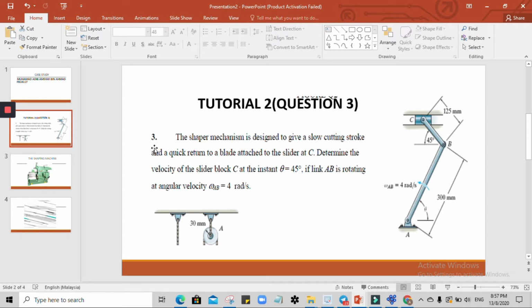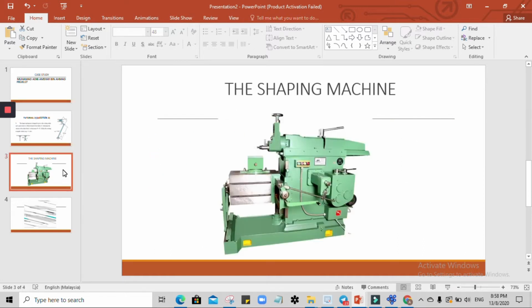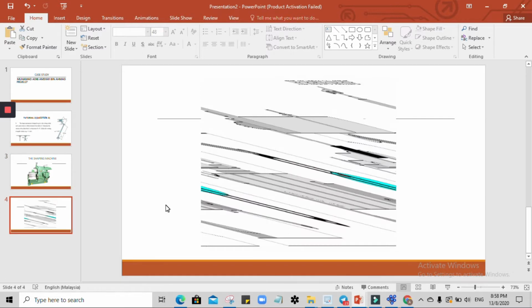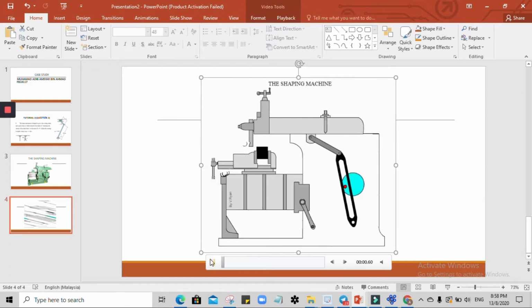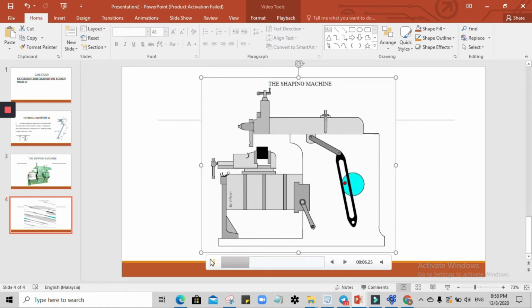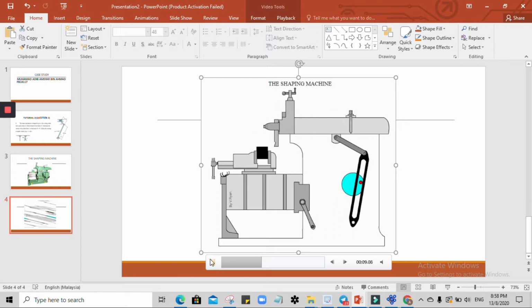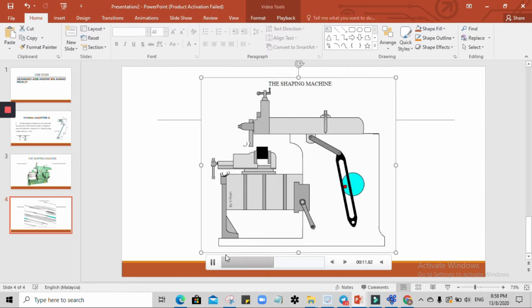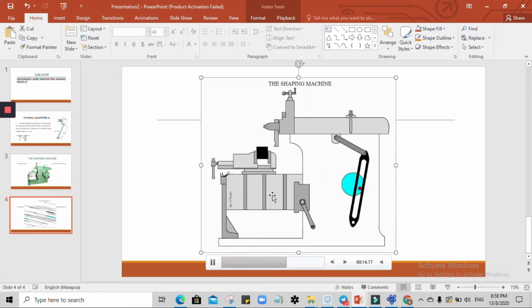Our group decided to do the group assignment for tutorial 2, question 3. This is an example of the question. The real-life application is the shaping machine, which has quite a different frame mechanism. The shaping machine is used to machine flat metal surfaces, especially where a large amount of metal has to be removed. The motion of the mechanism inside the shaping machine can be seen in this diagram.